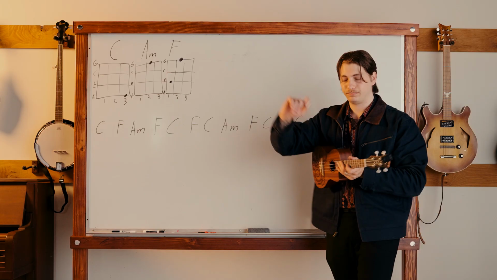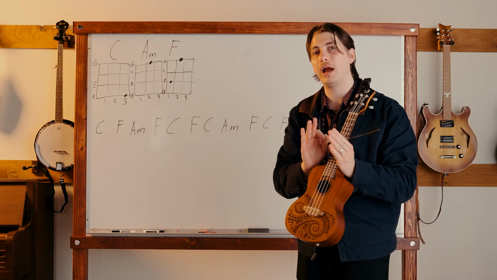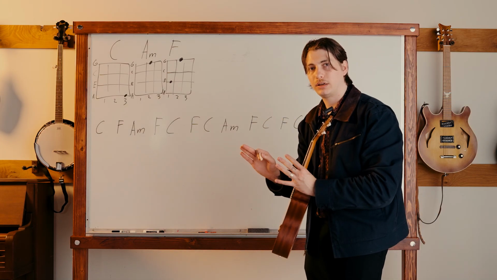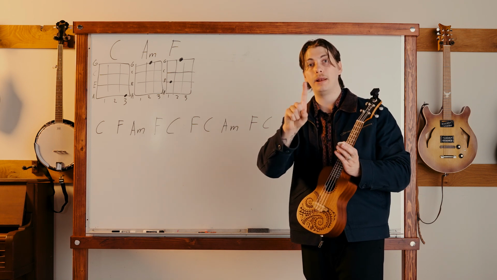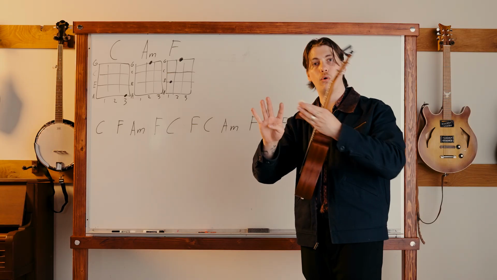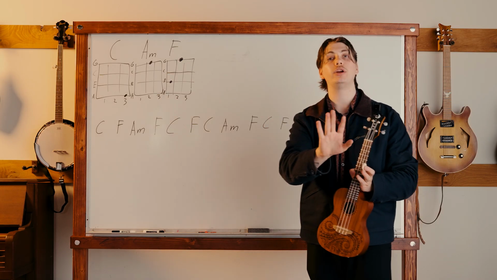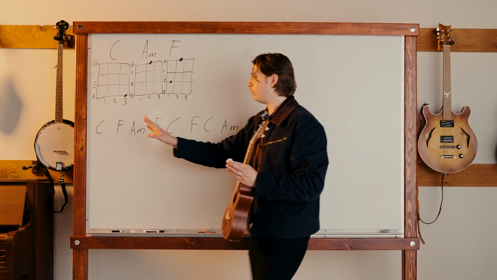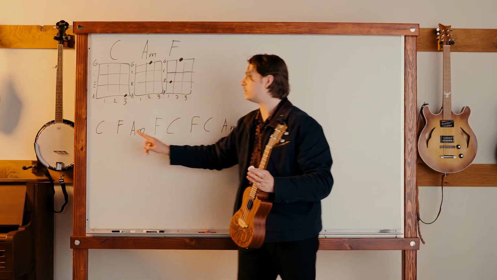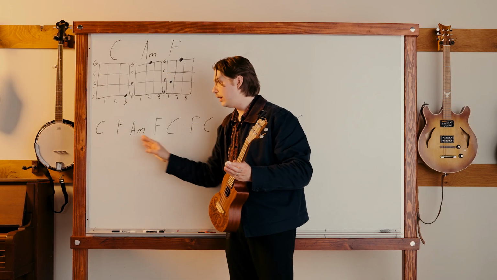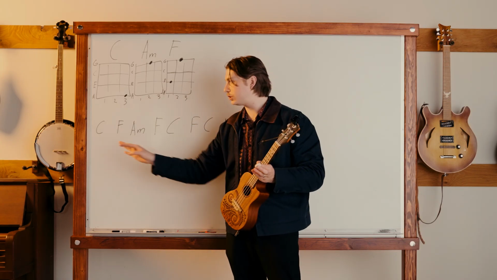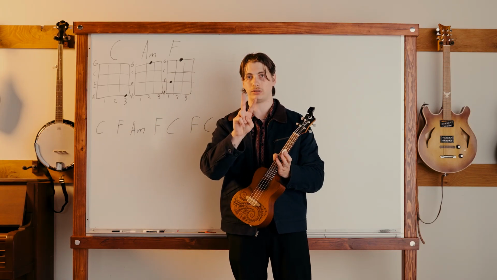Ready? Here we go. So what we're going to do, remember how we talked about measures? When we go 1, 2, 3, 4, that's one measure because I counted to 4 one time. What we're going to do now is rather than holding each one of these chords and only counting to 4 one time per chord, each chord is going to get 2 measures, okay?